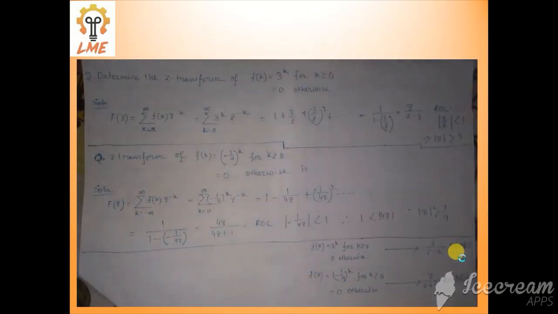Now see, I already told you, if the z transform of 3 to the power k is z by (z minus 3), it means inversely we can say the inverse z transform of z by (z minus 3) will be 3 to the power k. If the z transform of (minus 1 by 4) to the power k is z by (z plus 4), the inverse z transform of z by (z plus 4) can be written as (minus 1 by 4) to the power k.